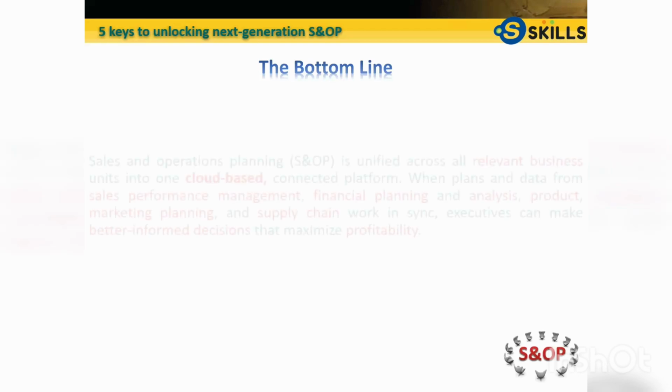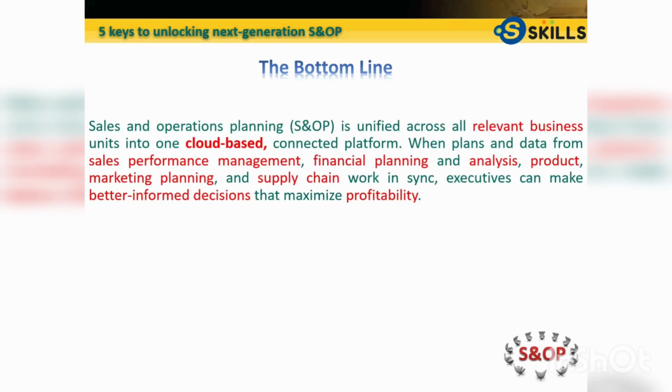The bottom line. Sales and operations planning, S&OP, is unified across all relevant business units into one cloud-based connected platform. When plans and data from sales performance management, financial planning and analysis, product marketing planning, and supply chain work in sync, executives can make better informed decisions that maximize profitability.